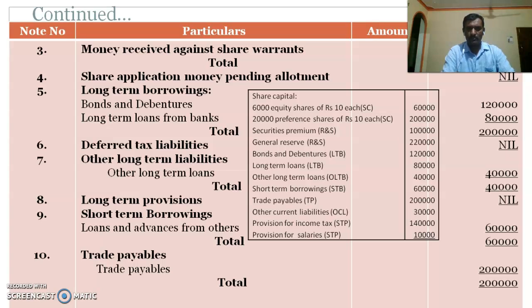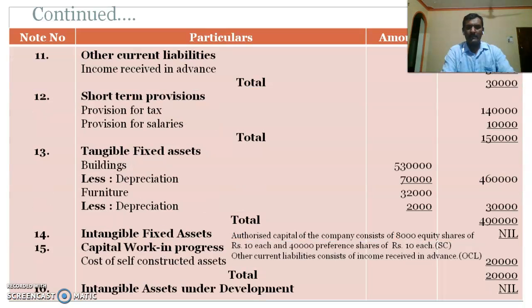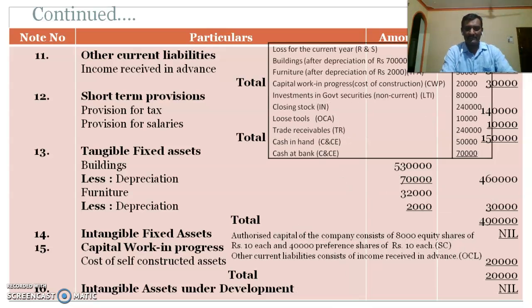And after that we have to go to the next item, trade payables. The trade payables given in the problem is rupees 2 lakh, and the same is taken under the note. After that we have to prepare the note for other current liabilities. There is one adjustment regarding this, in which other current liabilities consist of income received in advance, and that is to be adjusted in this note. And after that we have short-term provisions. Short-term provisions have two items: provision for tax and provision for salaries. Both the items are to be taken here.